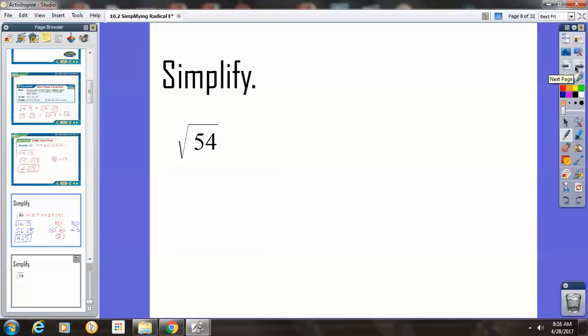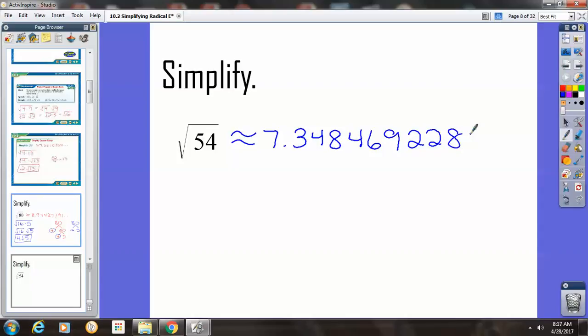How about the square root of 54? Let's try that one next. Let's first try to see if 54 is a perfect square. We should know it's not a perfect square, it's not on our list. But just to confirm, it's 7.348469228. Definitely not a perfect square. So what number from our list goes into 54?